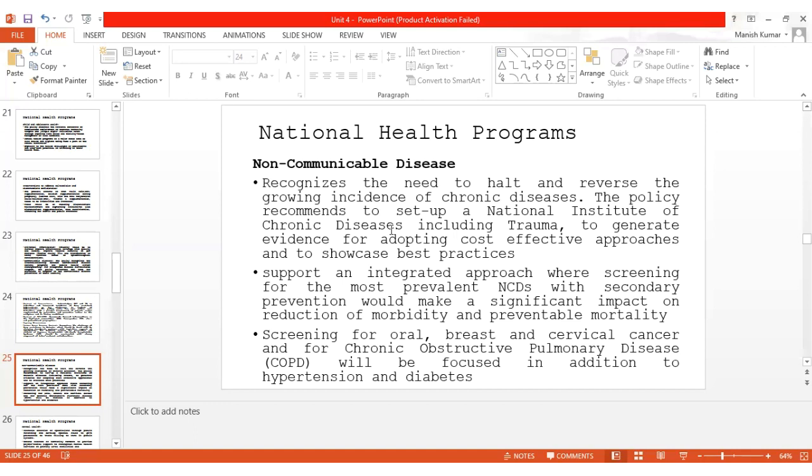Sir, it is about NPCDCS. Yes, NPCDCS. National Program for Prevention and Control of Cancer, Diabetes, Cardiovascular Diseases, and Stroke, I think. Very good. So as for stroke, this whole NCD program is being taken care of under a single umbrella.